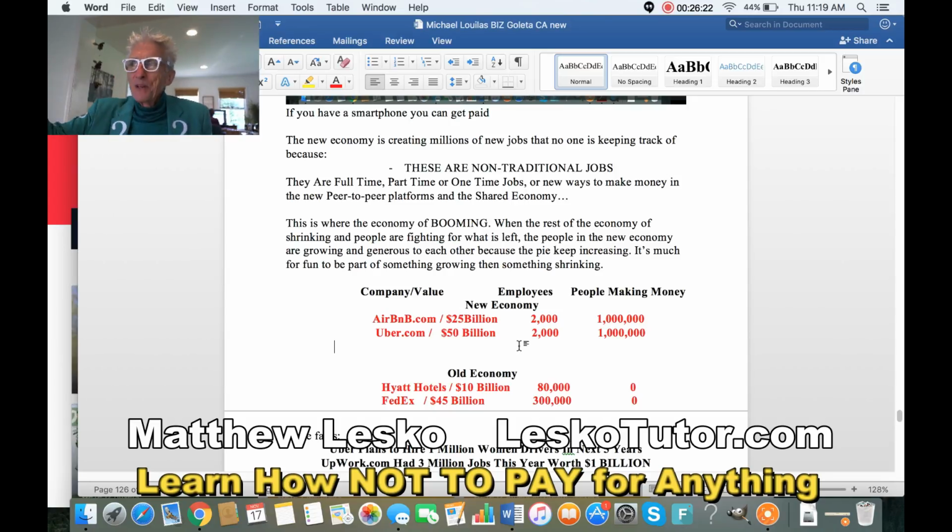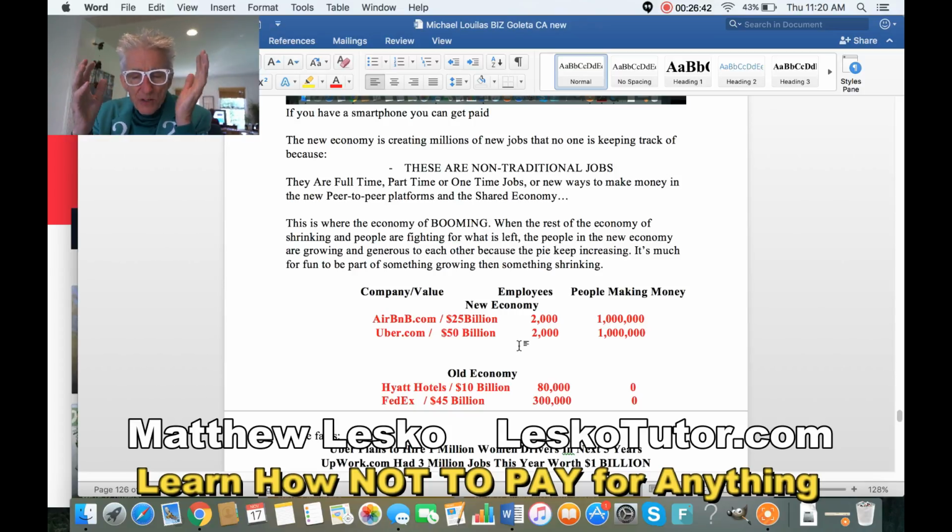A guy in California put up a tent in his backyard and people are using that, and they let him use the bathroom. It's crazy. But this is going on. This is the new business, only a few years old. Airbnb is already worth over $25 billion.